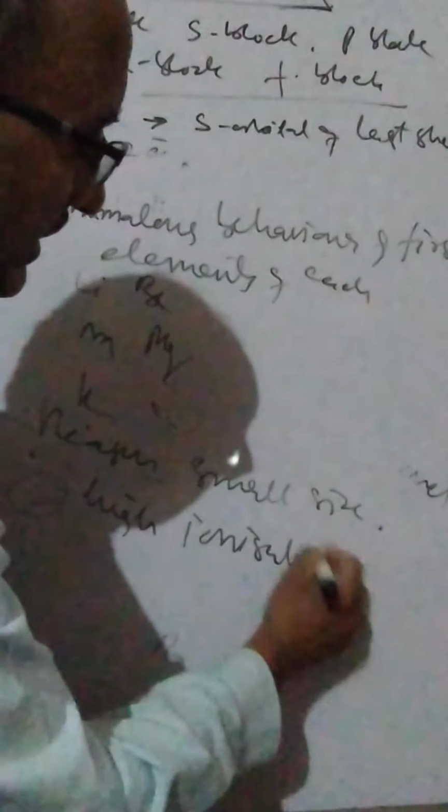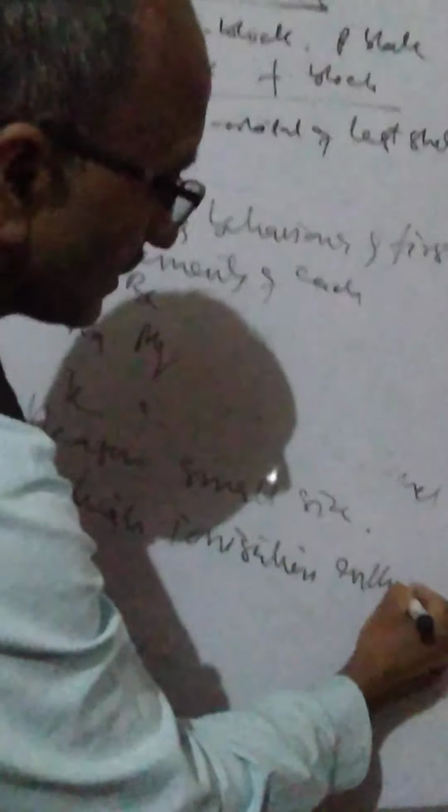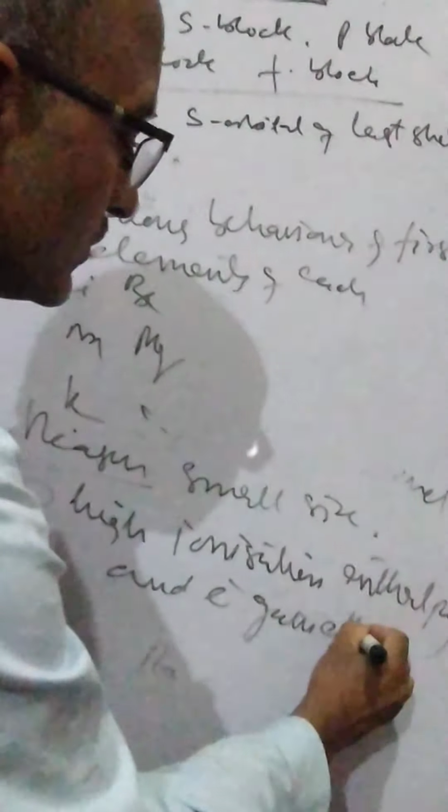High ionization enthalpy and electron gain enthalpy. So these also have a say on the other properties. When their values are high, they impact other properties of these elements.